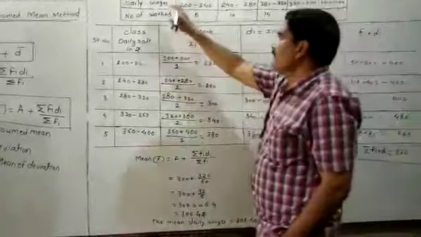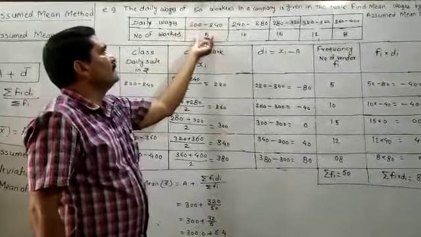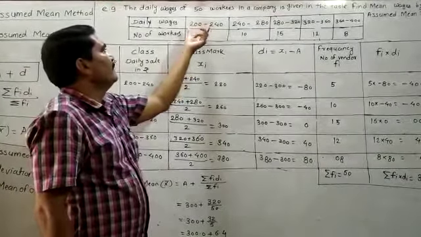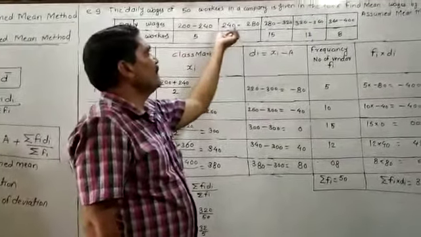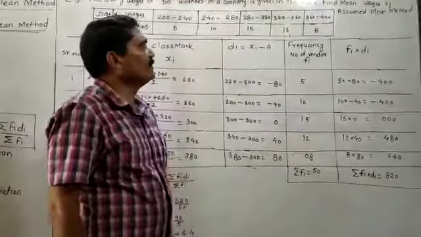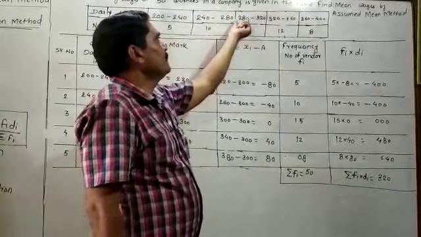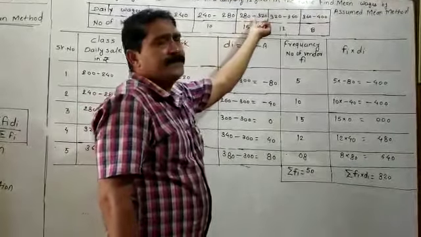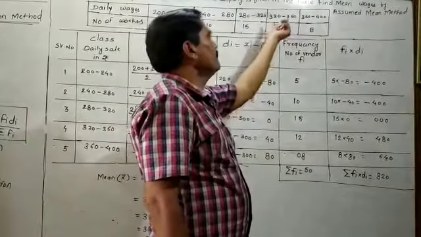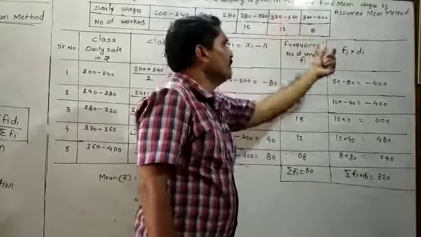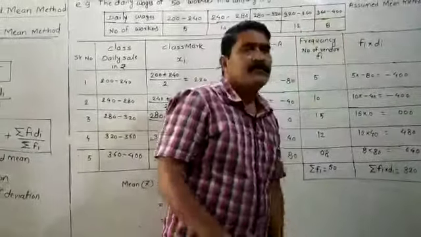So the daily wages and the number of workers: out of these 50, 5 workers are getting wages in between 200 to 240. Out of these 50, 10 workers are getting wages in between 240 to 280 rupees. 15 workers are getting wages in between 280 to 320 rupees. 12 workers are getting wages in between 320 to 360 rupees. And 8 workers are getting wages in between 360 to 400 rupees.